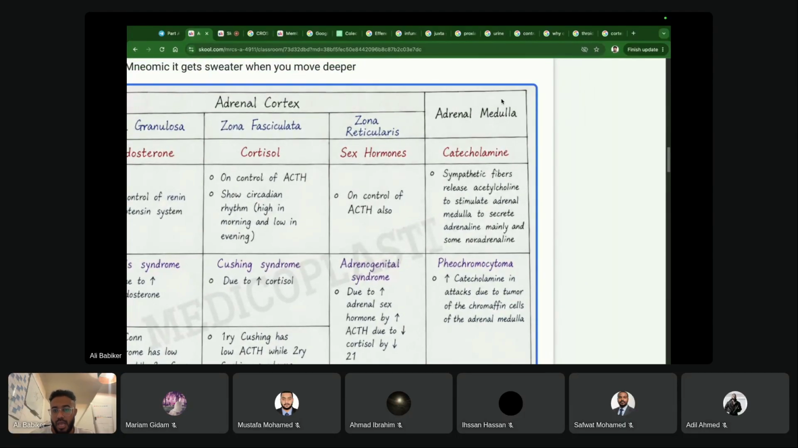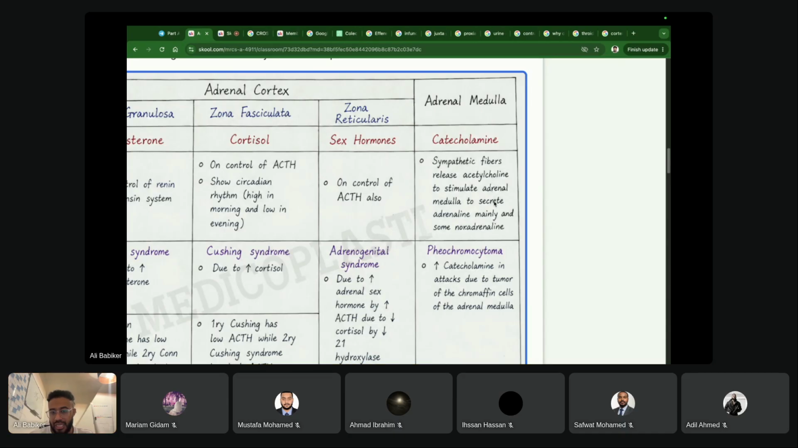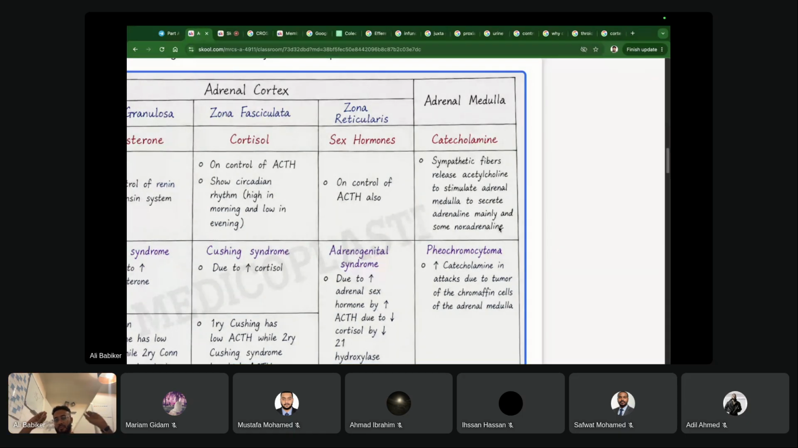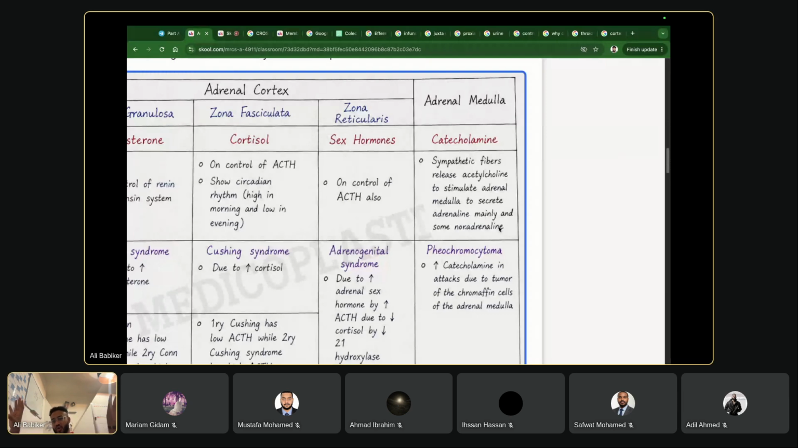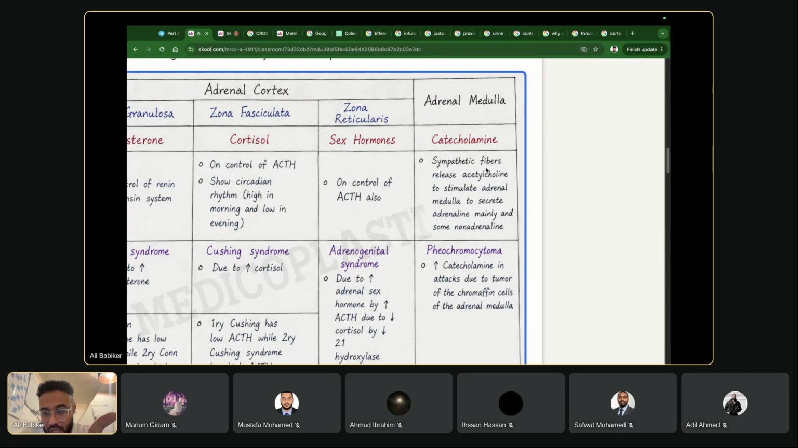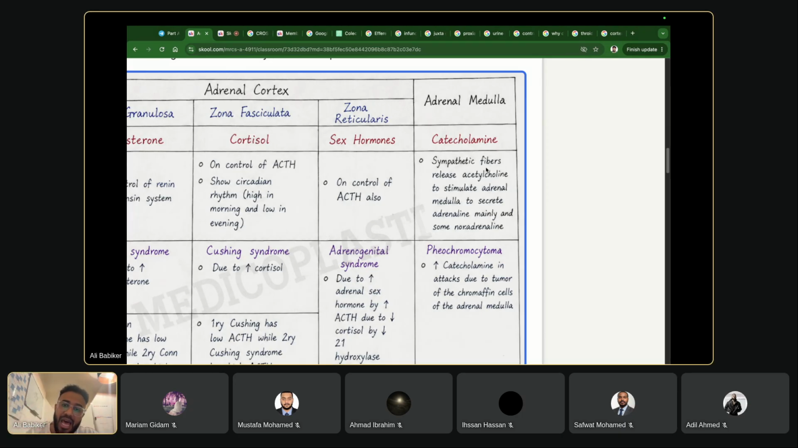Okay? The adrenal medulla produces catecholamine. Sympathetic fibers release acetylcholine to stimulate the adrenal medulla to secrete adrenaline mainly and some noradrenaline. So think about it. You have sympathetic and parasympathetic. Sympathetic is adrenaline and noradrenaline. Parasympathetic is acetylcholine. This is such a unique case. The adrenal gland will be activated by the sympathetic fiber, which will produce acetylcholine, and the acetylcholine will reach the medulla and activate the medulla to produce catecholamine.